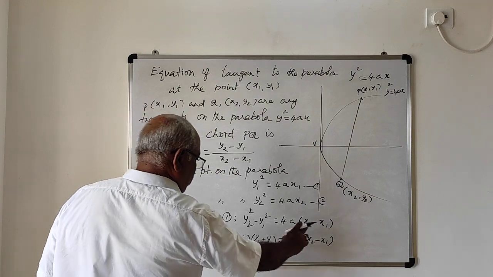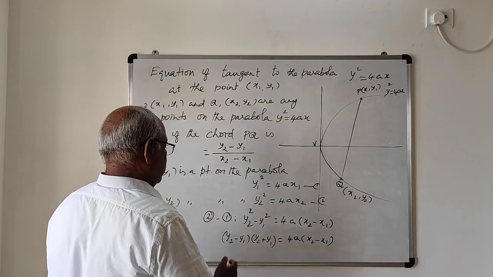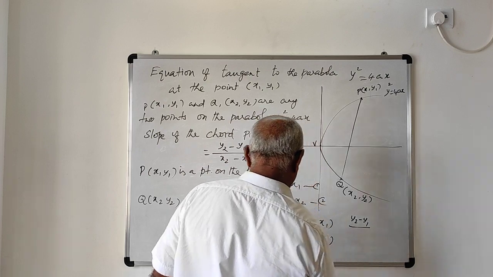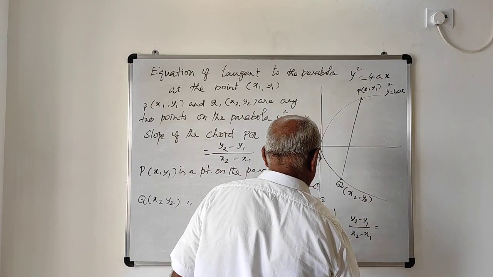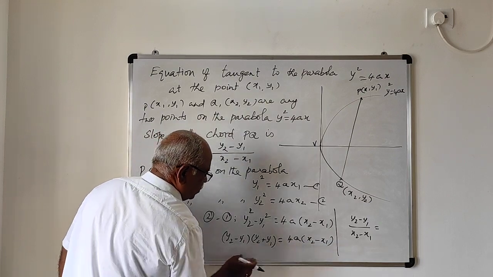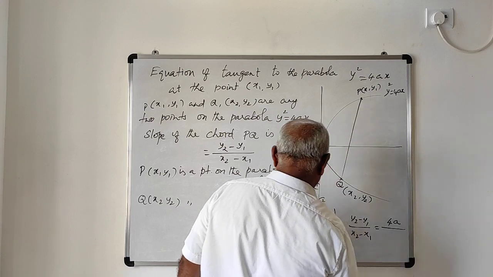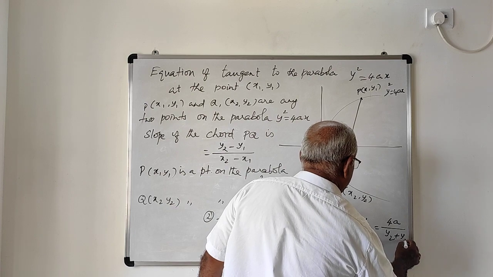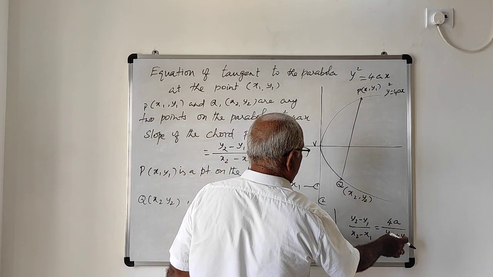From this, we bring x2 minus x1 from the right hand side to the left hand side. I get y2 minus y1 by x2 minus x1 equal to 4a, and y2 plus y1 goes to the right hand side, where it becomes the denominator: 4a by y2 plus y1. So instead of the slope y2 minus y1 by x2 minus x1, we can replace it by 4a by y1 plus y2.